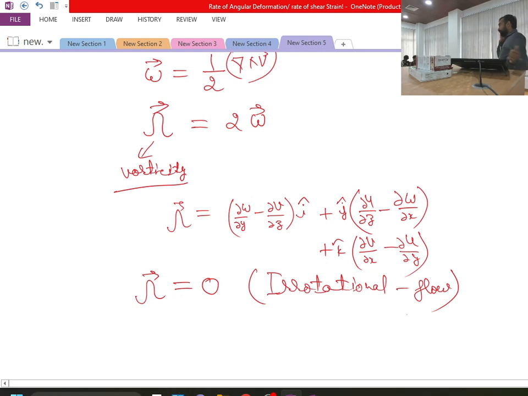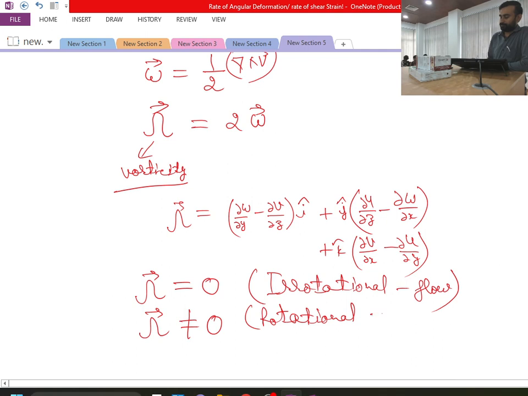This is an important one. So the flow field for which the vorticity vector is equal to 0 is simply called an irrotational flow, and where the vorticity vector is non-zero, that is called rotational flow.